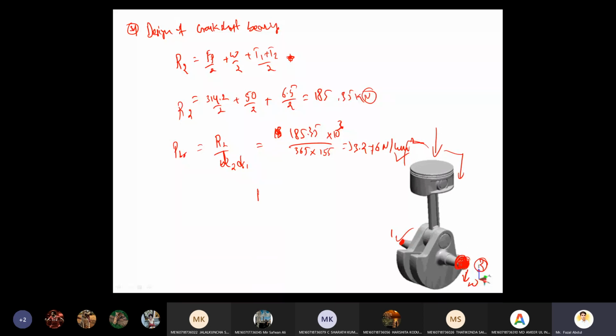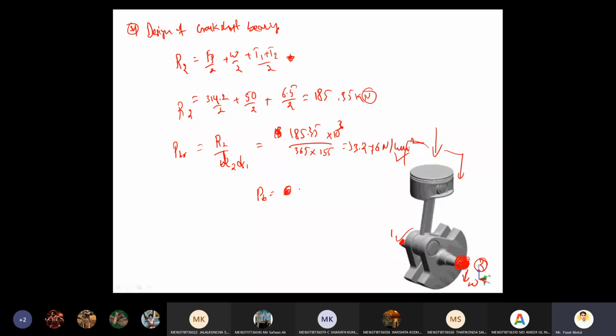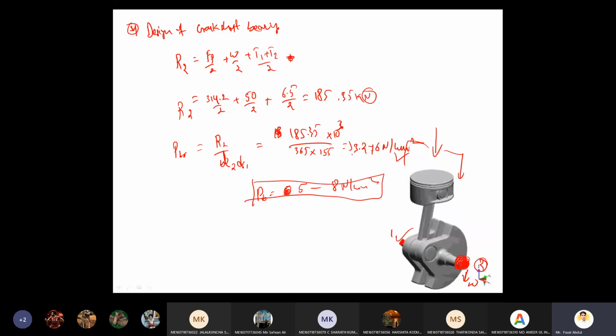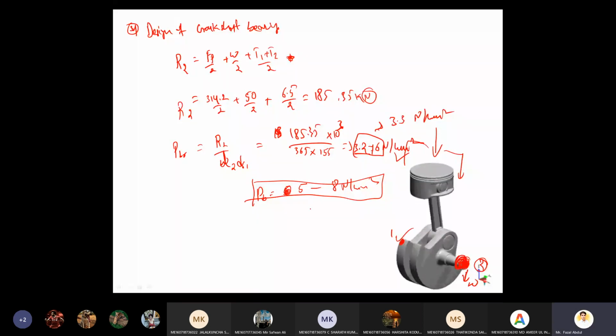Now the bearing pressure value is given in the question. Sometimes, if it is not given, we can assume the bearing pressure value 5 to 8 newton per mm square. This is the permissible limit for the bearing pressure. But see here what we are getting, bearing pressure value 3.276. It is nearly equal to 3.3, I'm writing the round figure value 3.3. It means the 3.3 value is less than the permissible limit.